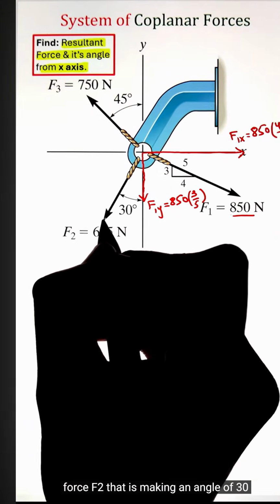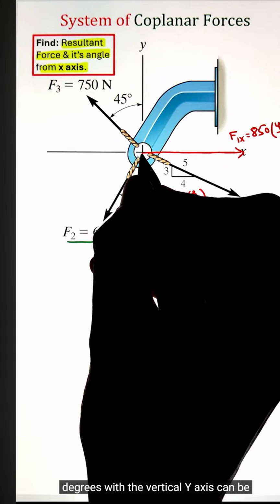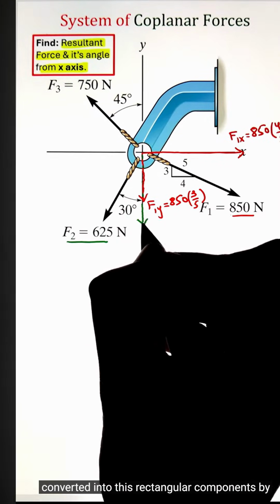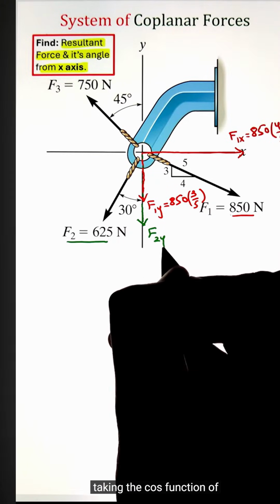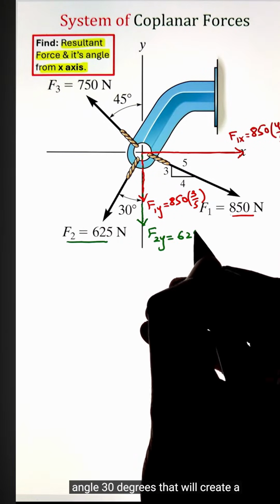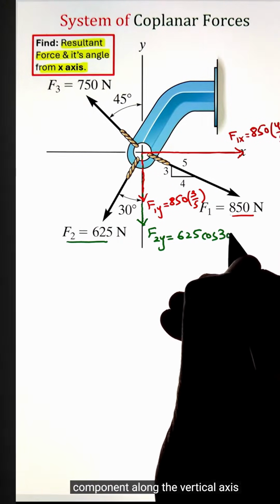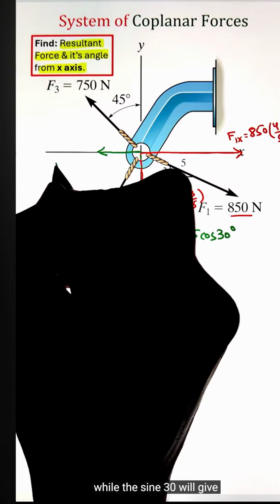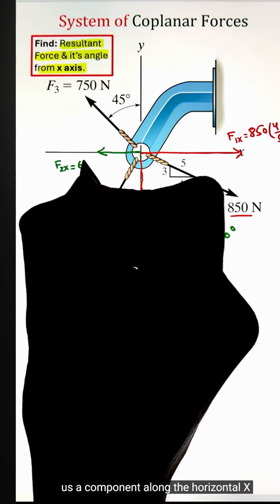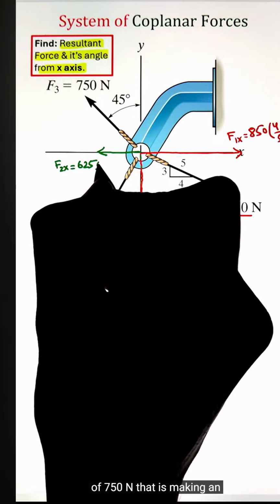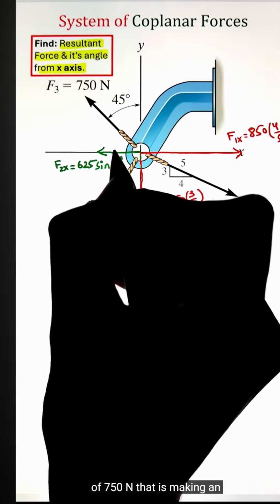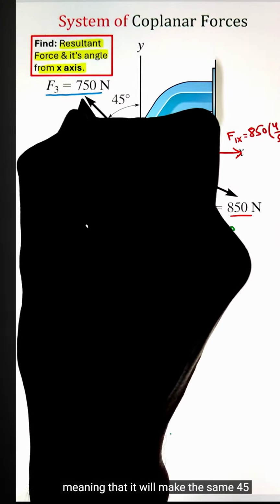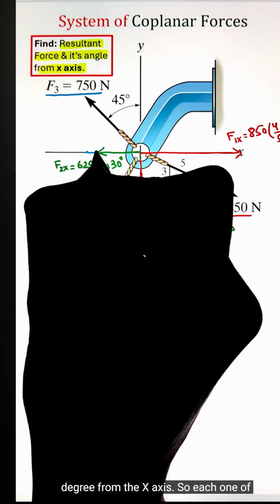Next, our force F2, that is making an angle of 30 degrees with the vertical y-axis, can be converted into its rectangular components by taking the cos function of angle 30 degrees. That will create a component along the vertical axis, while the sine 30 will give us a component along the horizontal x-axis. Finally, I have a force of 750 Newton that is making an angle of 45 degrees with the y-axis, meaning that it will make the same 45 degrees from the x-axis.